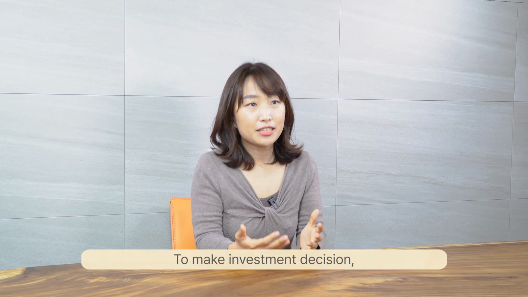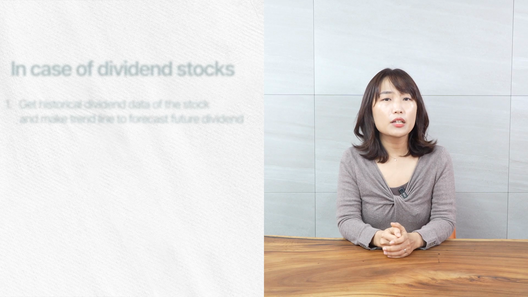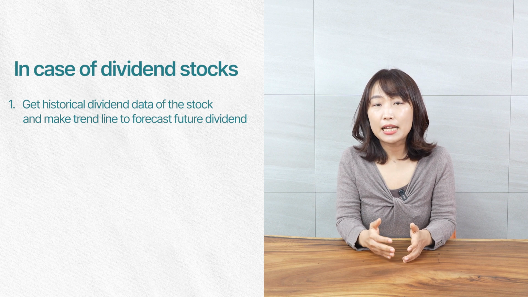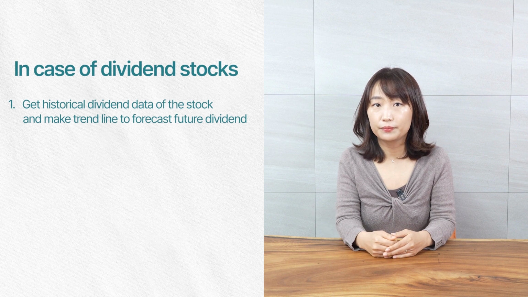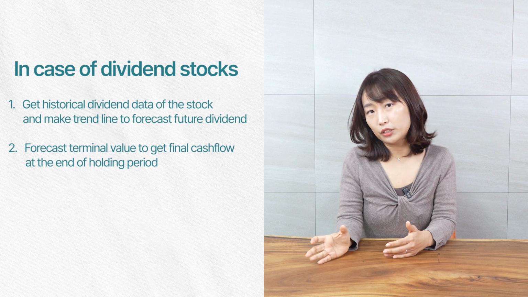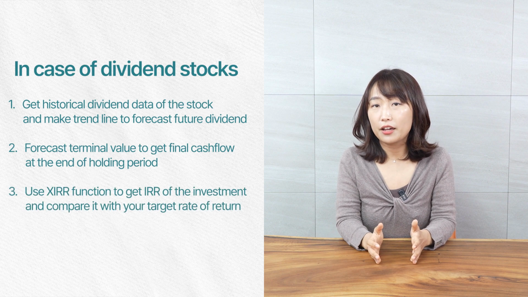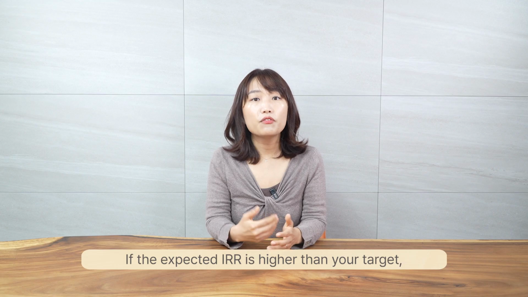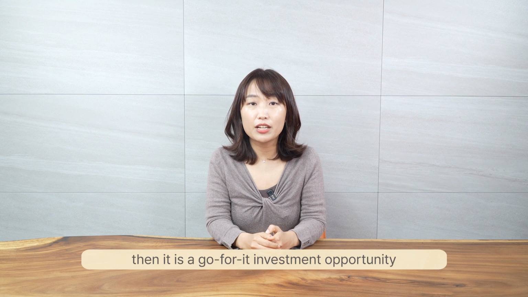To make an investment decision, we need to figure out the future cash flows of the investment. In the case of dividend stocks, number 1, we need to get historical dividend data of the stock and make a trend line to forecast the future dividends. Number 2, forecast the terminal value to get the final cash flow at the end of the holding period. Number 3, use the XIRR function to get the IRR of the investment and compare it with your target rate of return. If the expected IRR is higher than your target, then it's a go-for-it investment opportunity.